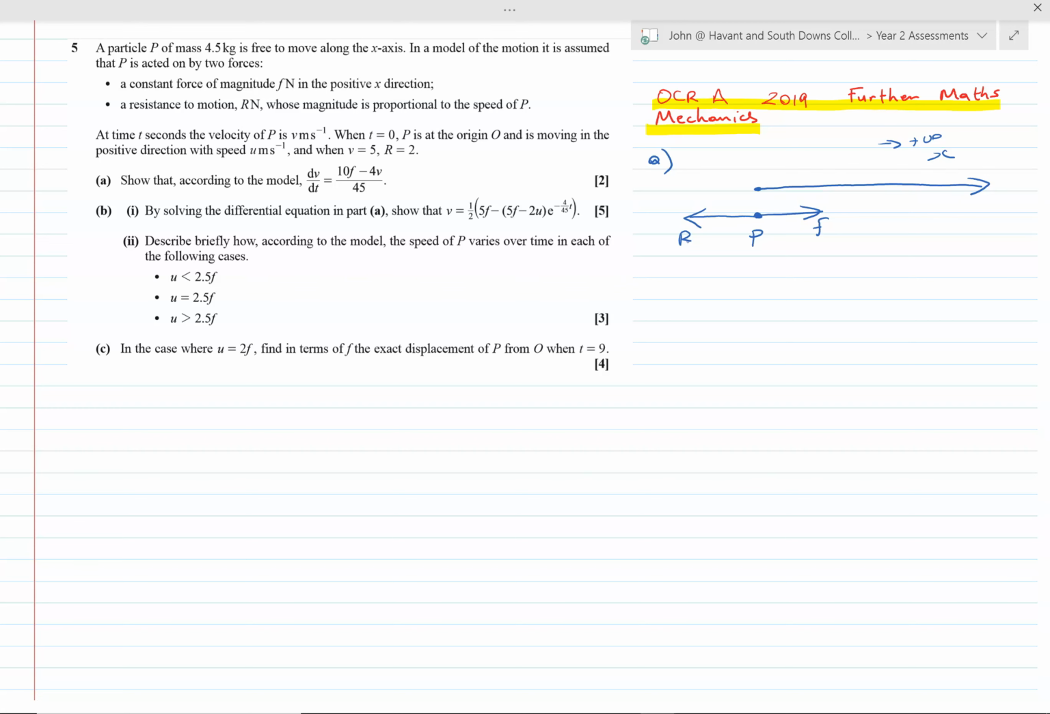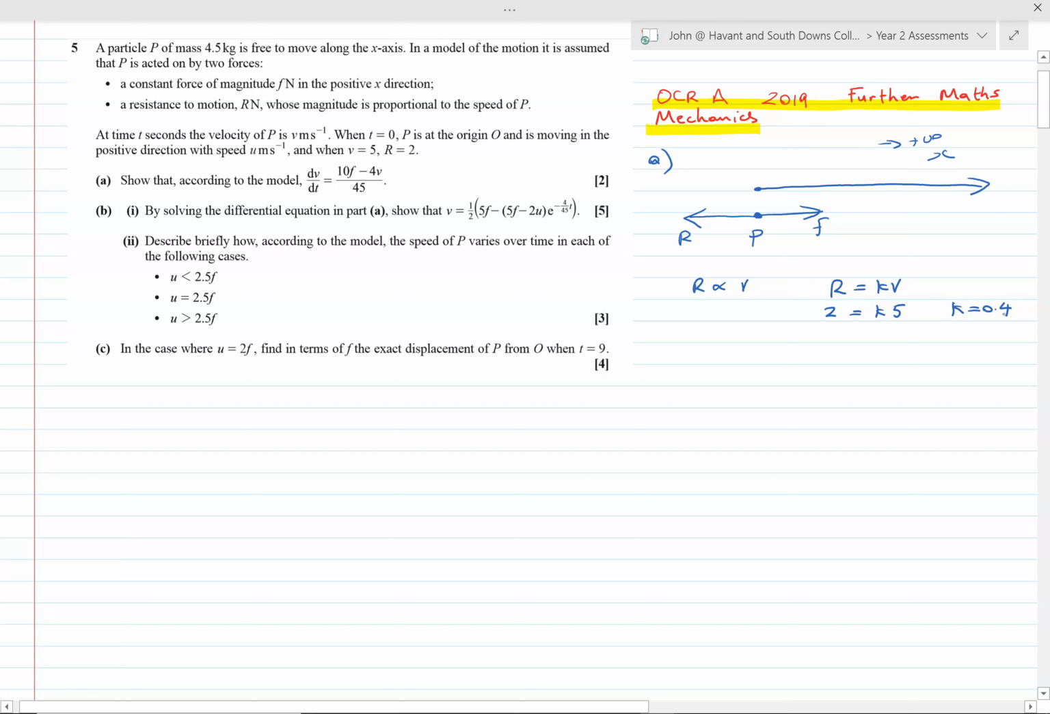We're told some information here about the fact that it's proportional, and also that when R equals 2, V equals 5. So the magnitude of R is proportional to V, or R equals kV. We can sub in the appropriate values: 2 equals 5k, so k equals 0.4.